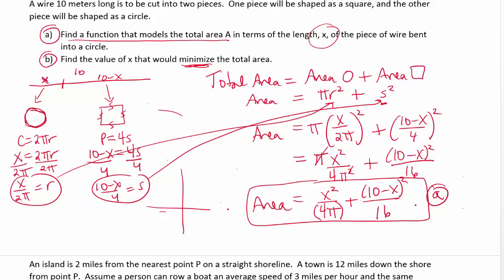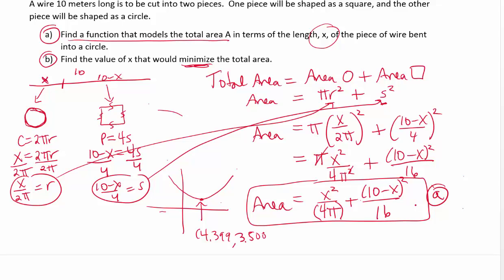So here was that graph. It looked kind of like this. And we had a min at 4.399, comma 3.500. The window dimensions were just negative 10 to 10 by negative 10 to 10. And this x value is the same x that I had over here, which is the same x that was my cut piece of wire. So this is your x. The y coordinate is what this function represented, which in this case was an area. So the y value here is our area.